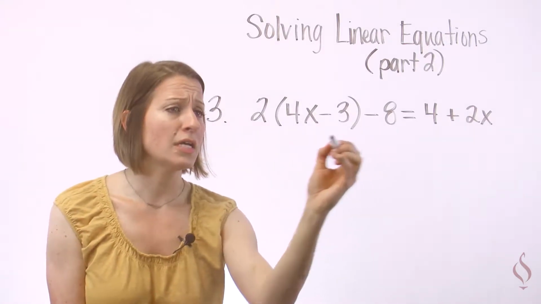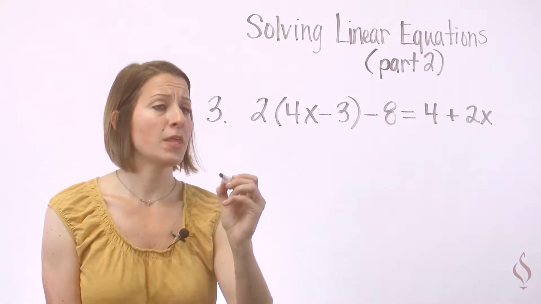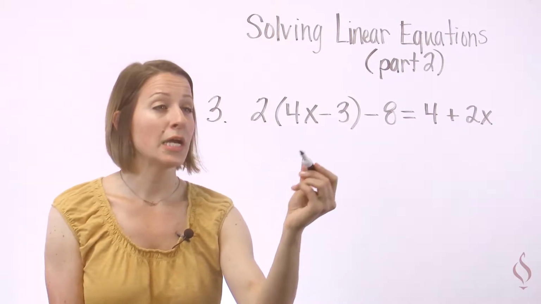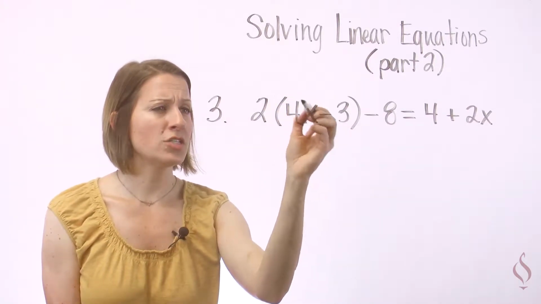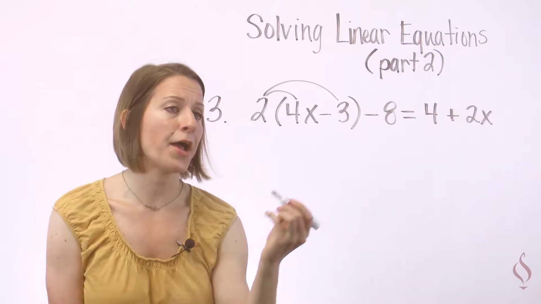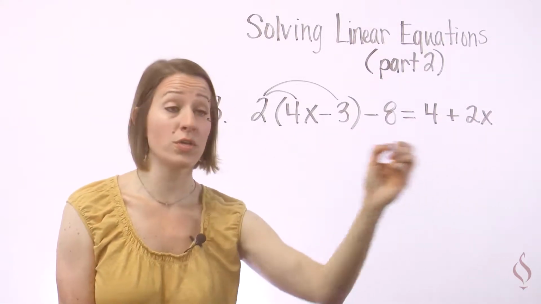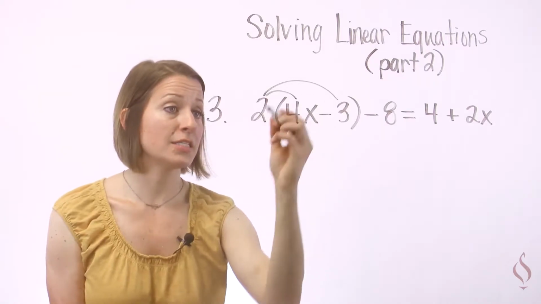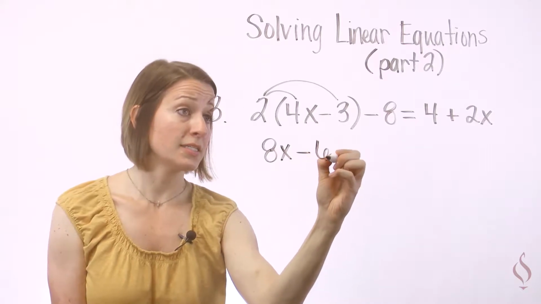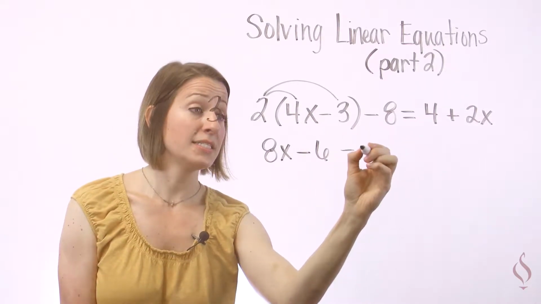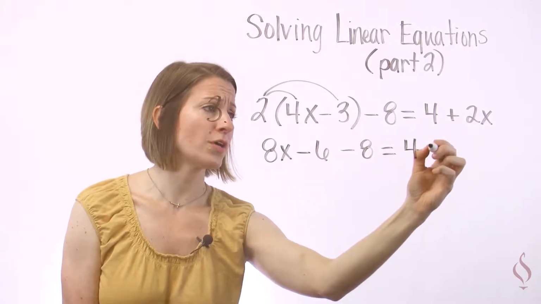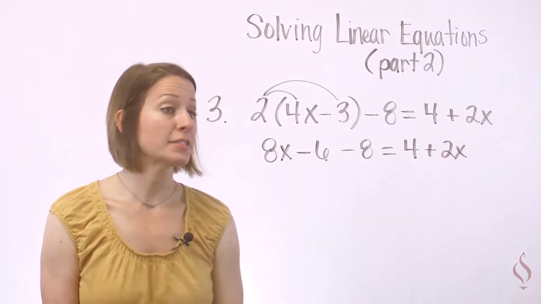So right here is where we have those parentheses. So what this means, this expression 4x minus 3 is being multiplied by 2. So let's just go ahead and do that multiplication through. And you can connect them with lines if you like. You don't have to. So I'm going to just rewrite the whole equation after we multiply this by 2. So now we have 8x minus 6. Okay. Now we have this minus 8. Equals, nothing over here changed, so I'm just going to put the 4 plus the 2x.